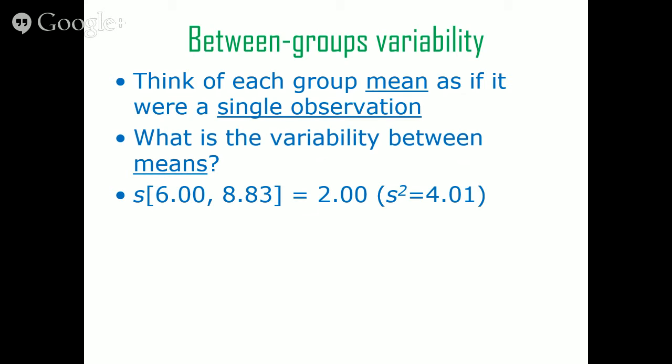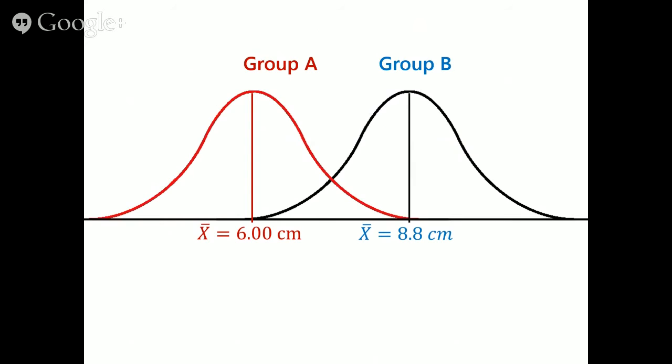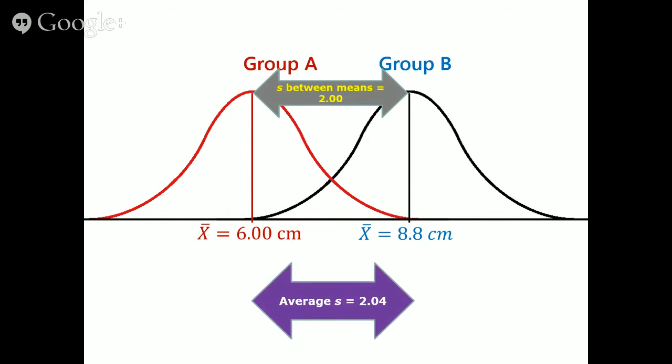So the standard deviation of those two numbers is 2. You can figure this out. You can calculate the standard deviation on just 2 numbers. That's cool. And the variance of that is 4.01. So now we have another measure of variability, the variability between means, represented here as a standard deviation. Variability could be standard deviation or variance. So the standard deviation between means is 2. Now remember that the average standard deviation among all the data points was pretty close to 2. It was 2.04. So we compare those two things together. Note that they're pretty similar in this case. They're really very similar.